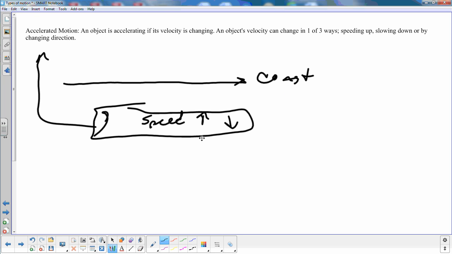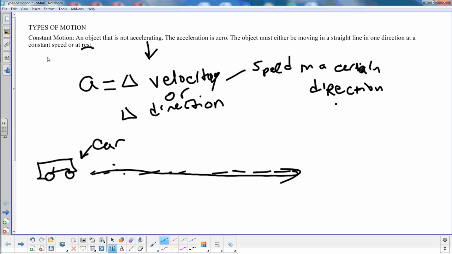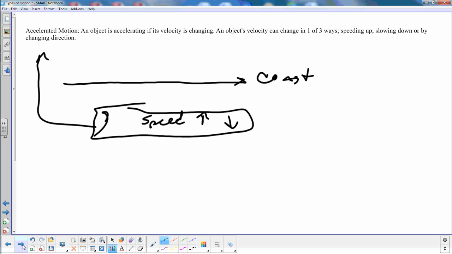And when we get into some equations, you're going to use some equations to deal with accelerated motion, and you're going to use different equations to deal with constant motion. So it's a very big distinction that you have to draw. You have to get really good at noticing if something's velocity is changing or not.